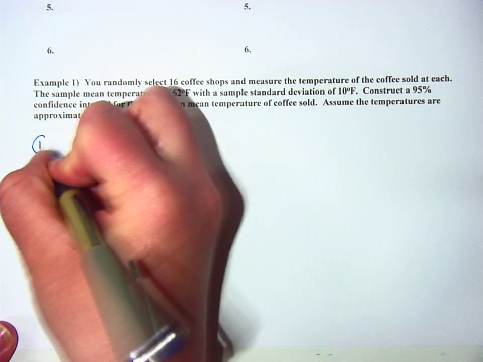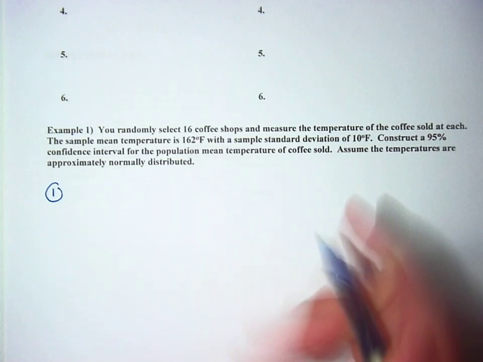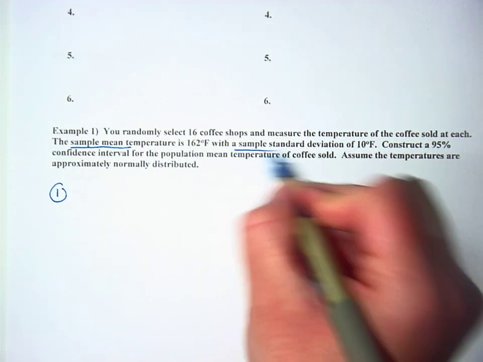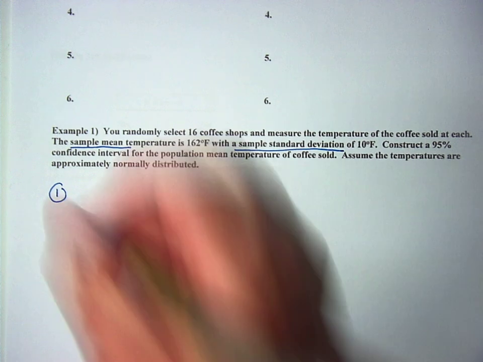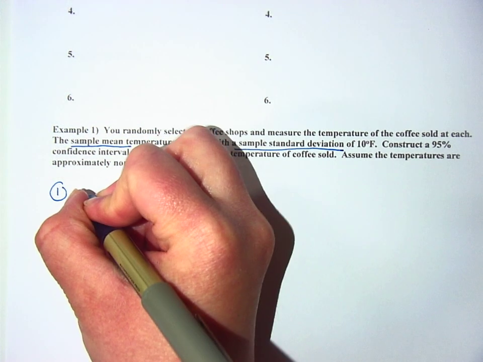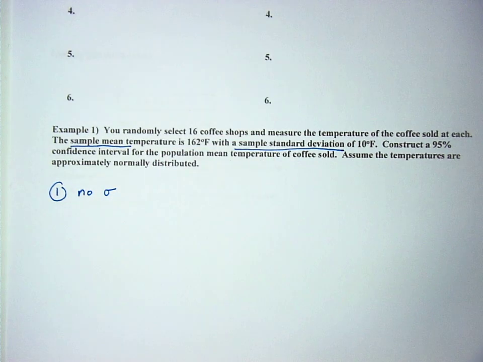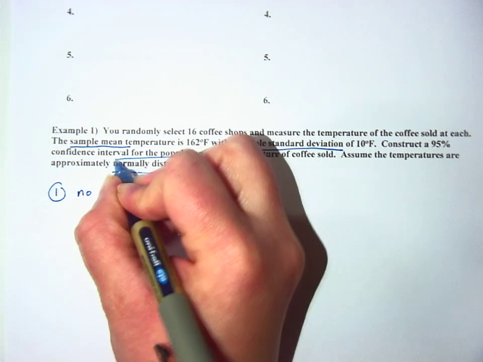Okay, so step 1. It says here that we're supposed to verify that sigma is not known, that the problem is normal, or n is greater than or equal to 30. So, do you see how it says the sample mean and the sample standard deviation? Just because they don't list a population standard deviation means that we don't know it. So, there is no sigma, so not O-tail, you monsters. There is no sigma to speak of, and it says normal right there, so we're good to go.